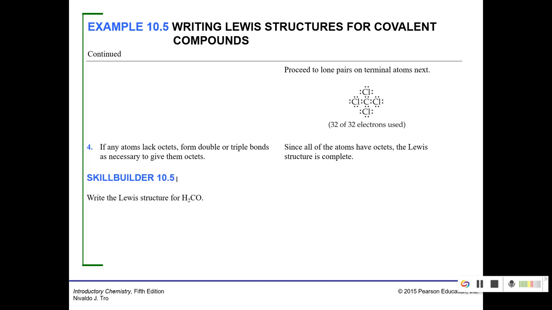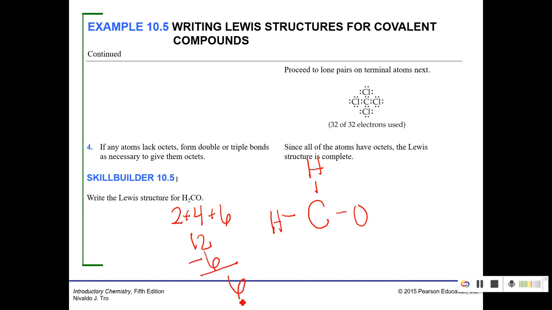Okay. I think this is the last one. So again, carbon goes in the middle. If you have carbon, it has to go in the middle. I've got 2 from hydrogen, 4 from carbon, 6 from oxygen. That's 12. I already bonded, so I subtract 6. Now remember, hydrogen cannot get dots, so the only outside atom that gets dots is oxygen. Okay, when you do that, you use them all.